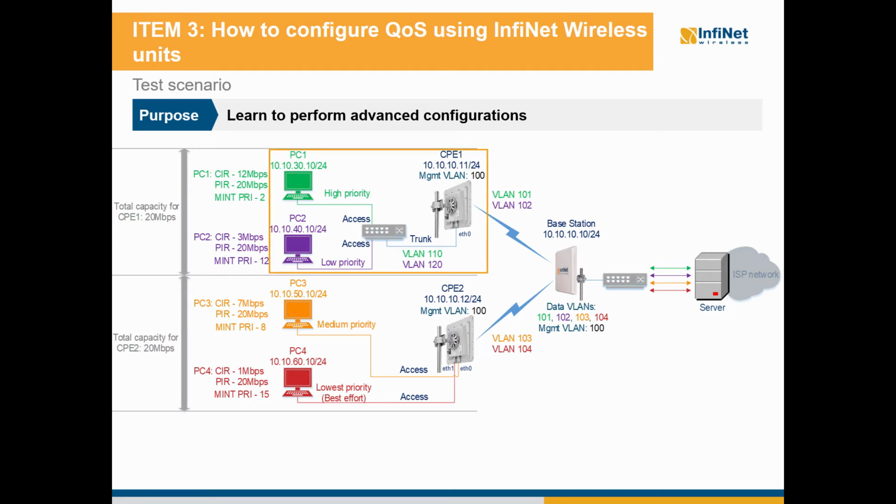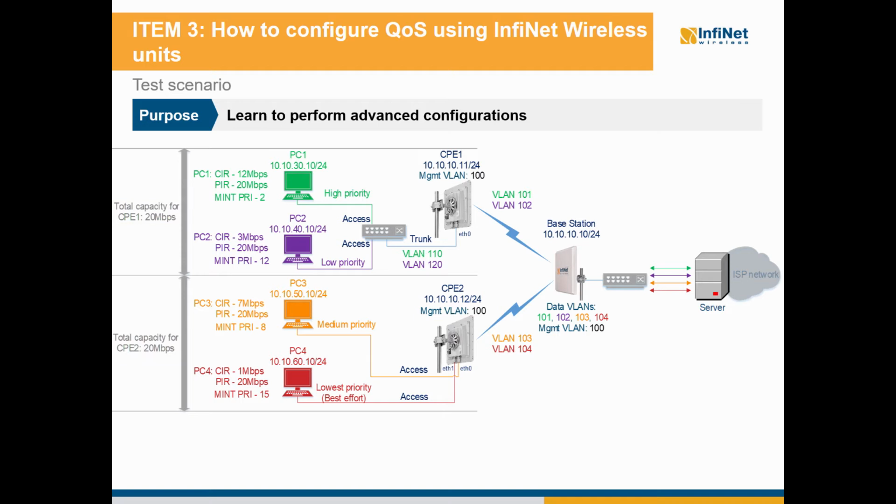The first two PCs are connected to CPE1 using a VLAN-capable switch in order to show the ability of the Infinet unit to change the VLAN tag of the traffic, while the last two PCs are connected to CPE2 directly using the two Ethernet ports of the unit. The total capacity for each CPE has to be limited at 20 megabits per second, which will be shared between the two PCs behind each CPE.